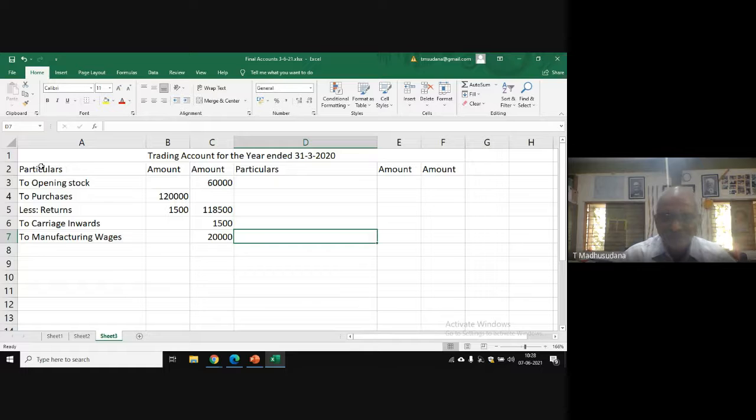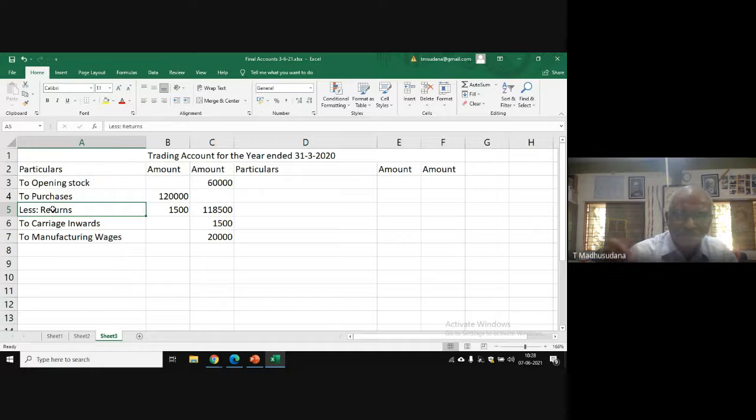Okay, so these are the only items that appear in the trading account: opening stock, purchases less returns, to carriage inwards, to manufacturing wages. Here, returns means purchase returns. Purchase returns means the amount that appears in the credit column of the trial balance. The returns that appear in the debit column of the trial balance are sales returns. So you just remember that.